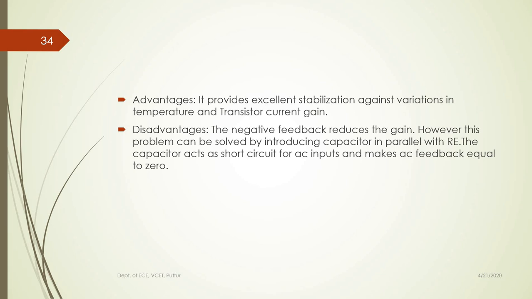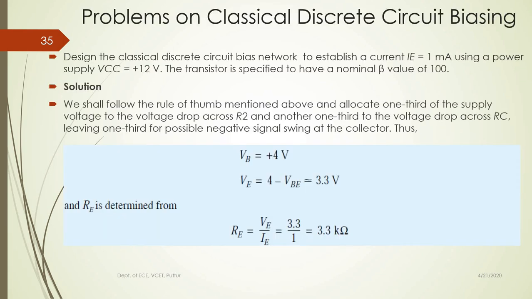So how does the gain reduce? Because if you apply Kirchhoff's law at the output loop, the IE RE drop is also considered. If this is large, then the gain will be less. So that is why we include a capacitor parallel to this resistor. This capacitor acts as a short circuit for the AC input and makes the AC feedback equal to 0. This is what we can do. So this is one of the disadvantages. I hope it is understood.